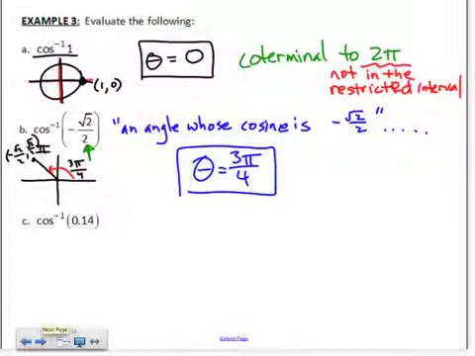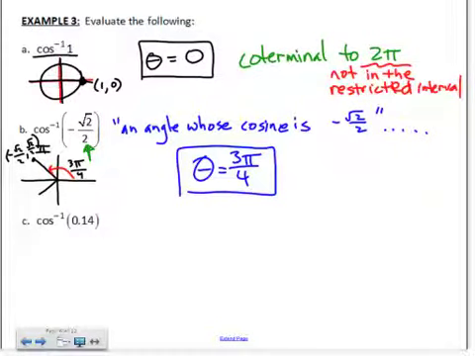Is there another angle that has a negative cosine? There's this one down here. But it's in quadrant 3. Again, it is true that that angle has a cosine of negative square root of 2 over 2. It's not in the right interval.